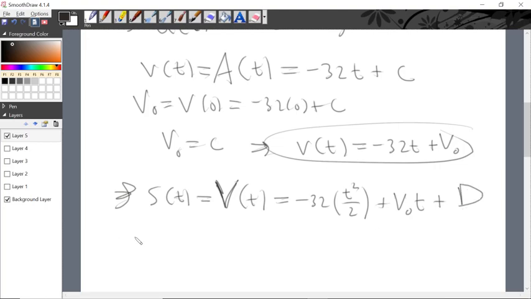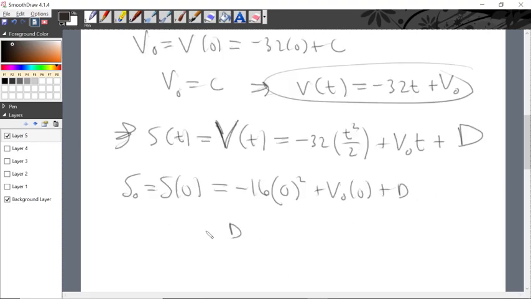Given the condition that s0 is the output s of 0, we can then plug 0 into this. What's negative 32 divided by 2? Negative 16. That's where our negative 16 comes from for these models. And then we get 0 squared, and then plus v0 times 0 plus d, right? So in other words, d is equal to s0. Therefore, the particular position function we should use would be negative 16 t squared plus v0 times t plus s0.